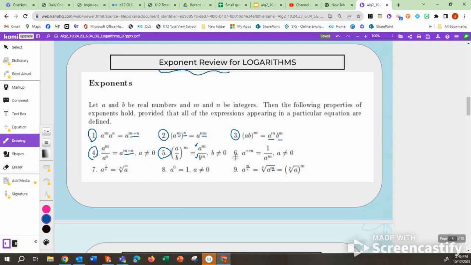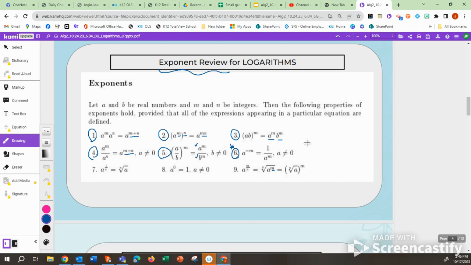And rule number 6, this is one that I see students really struggle with, and it's about having an exponent that is negative. So number 6 says if you have a to the negative m exponent, that is the same as 1 over a to the positive m, where a is not equal to 0. Because if a were equal to 0, that would put a big fat 0 in the denominator. We know we can't divide by 0.